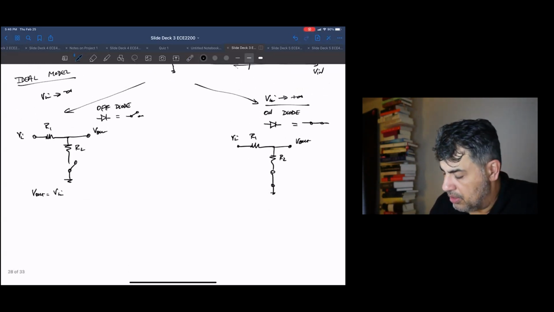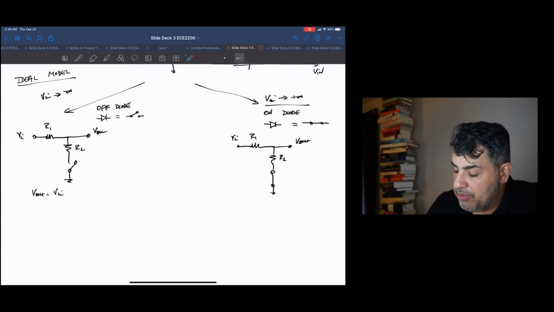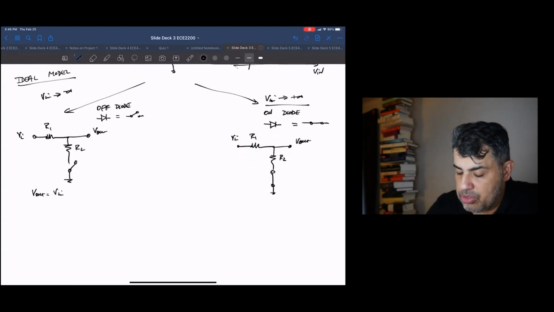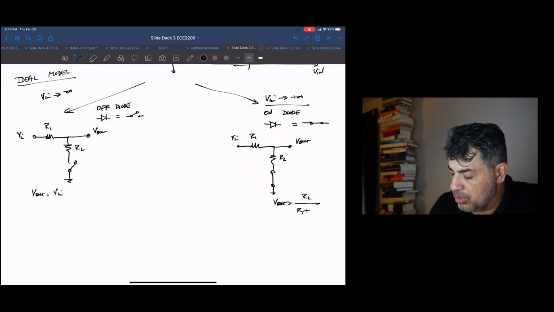Okay, and so in this case now, we do have a current flowing from Vn to ground. So there is a voltage drop here. In fact, we have a resistive divider case here. So V out is equal to R2 over R1 plus R2 Vn.